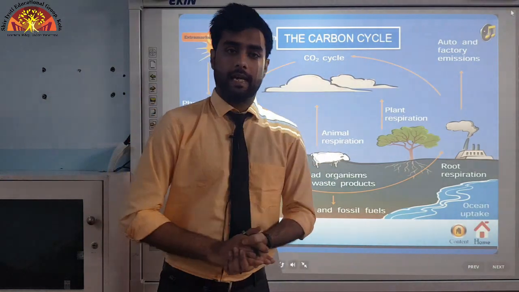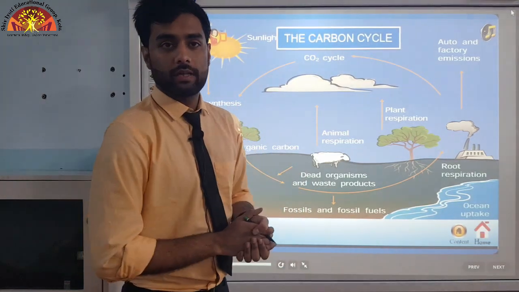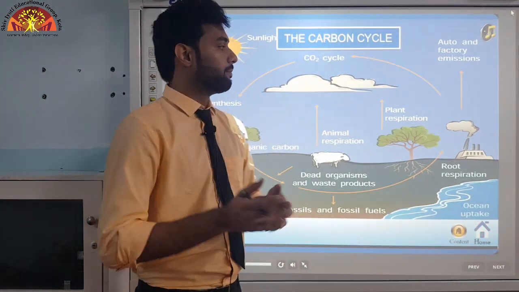And this process is called the carbon cycle. How else do we use carbon dioxide? Can you tell me? Simple process.